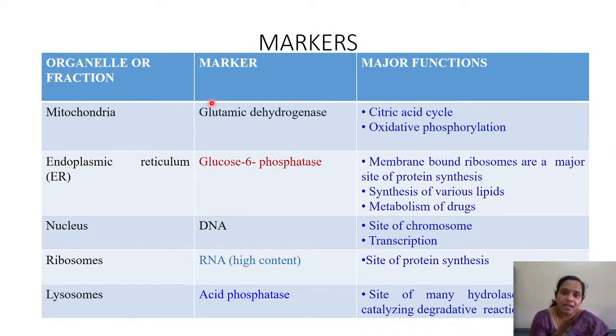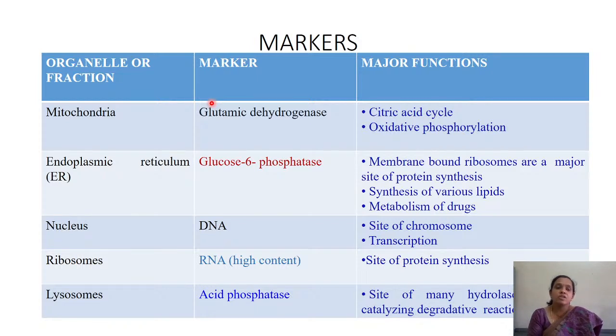Nucleus: the marker for the nucleus is DNA, because DNA is present only in the nucleus. Now just to refresh, what are the functions of the nucleus? It is the site of chromosomes, where chromosomes are present. This is a place where replication occurs, where transcription occurs. Every control and everything takes place in the nucleus. Next, ribosomes. Ribosomes are characterized by the presence of ribosomal RNA. And what is the function of the ribosomes? These are sites of protein synthesis.